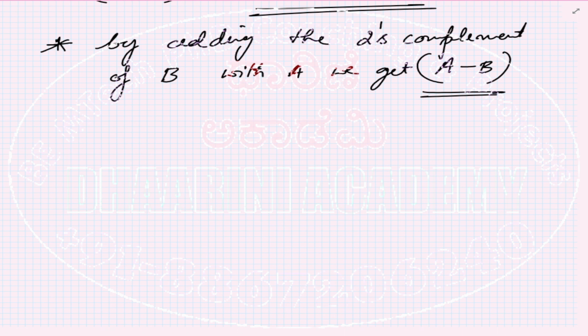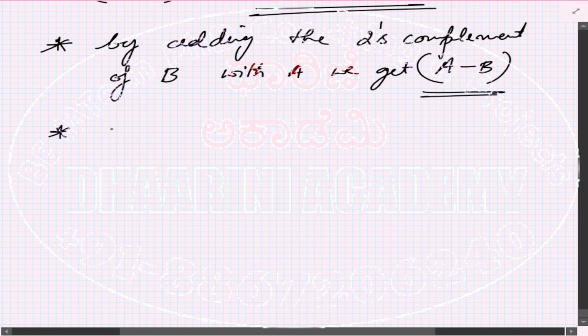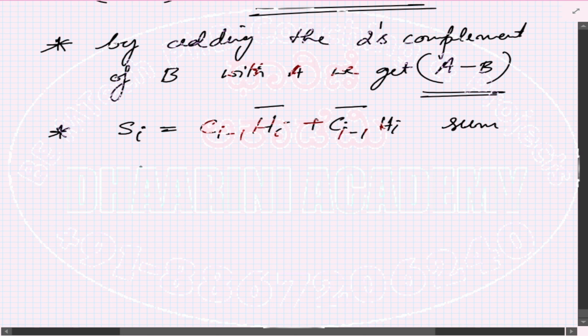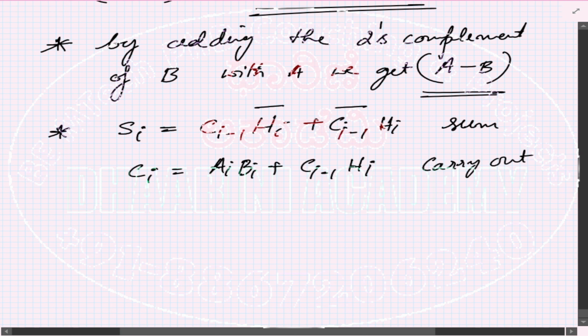So let us first understand, before we go to the concept of AND, OR and XOR, let's look at the equations once again. What is SI? If you remember, SI is equal to CI minus 1 into HI complement plus CI minus 1 complement into HI, correct? This is one equation, which gives you the sum. Then we have the carry. Carry is equal to AI BI plus CI minus 1 into HI, correct? So this is the carry out, or a new carry.